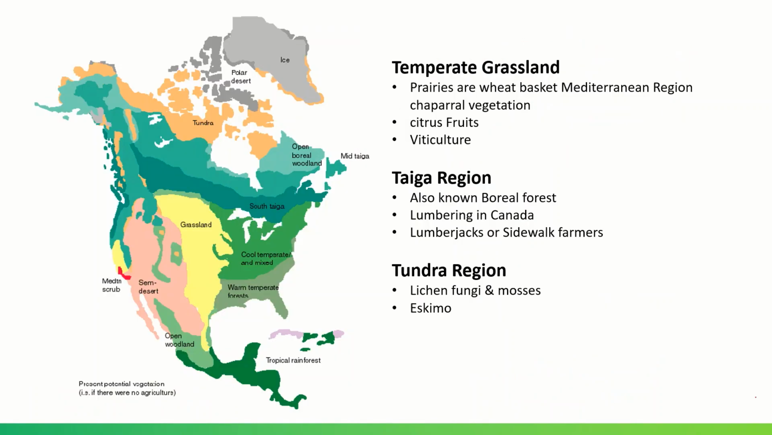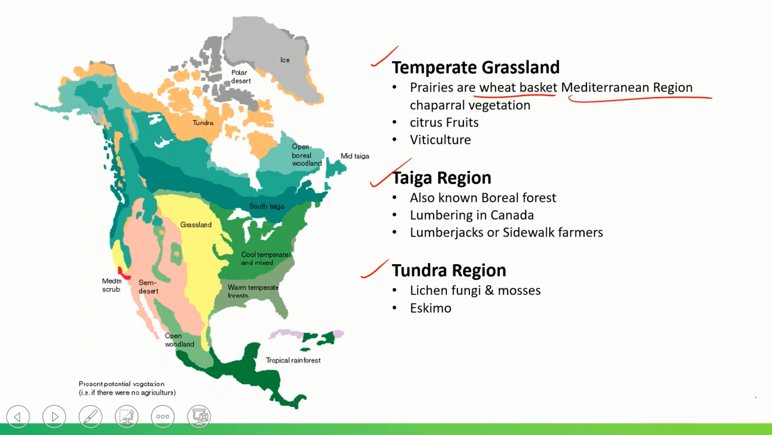There are many kinds of climate in North America, like temperate grassland, Mediterranean, taiga and tundra. First, we will look at the temperate grassland portion. Okay. Whenever in the world we talk about temperate grassland, it is famous for wheat cultivation. That means wheat cultivation is higher in temperate grassland.